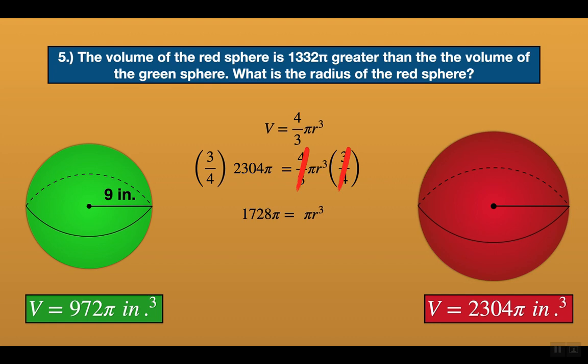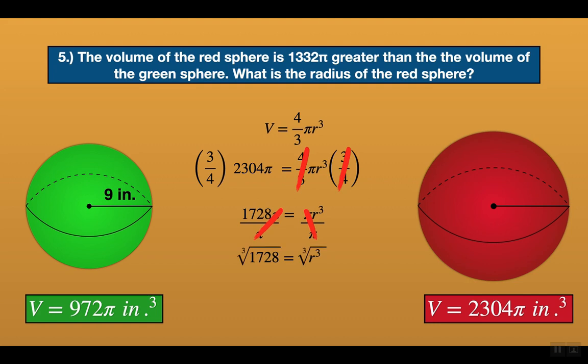Now let's get rid of the pi. As you can see, we have pi on both sides of the equation. The way we could get rid of it is if we divide both sides of the equation by pi, the pi's cancel out. So now our equation is r to the third power equals 1728. Now the way to get rid of that exponent, that 3 in the exponent, is by doing the opposite of raising a number or a variable to the third power. We're going to get the cube root of both sides.